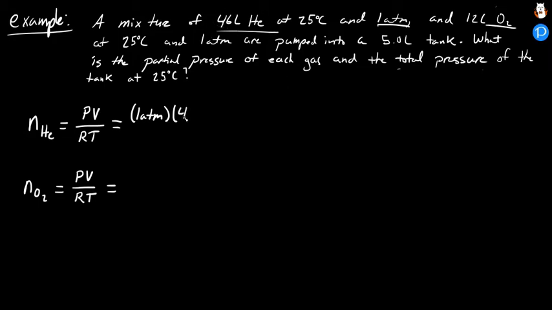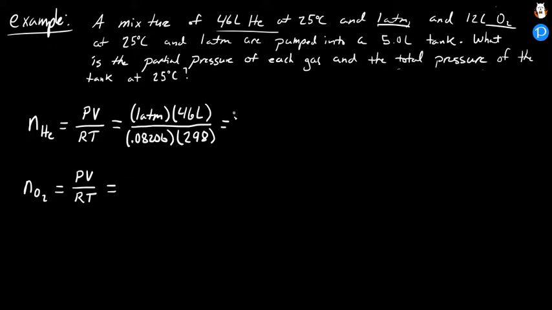So 46 liters divided by our gas constant, 0.08206, and then the temperature, again before it went into that 5-liter tank, so 25 degrees. Well, it stays 25 degrees, so it's the same temperature the whole time, but converting that into Kelvin would be 298.